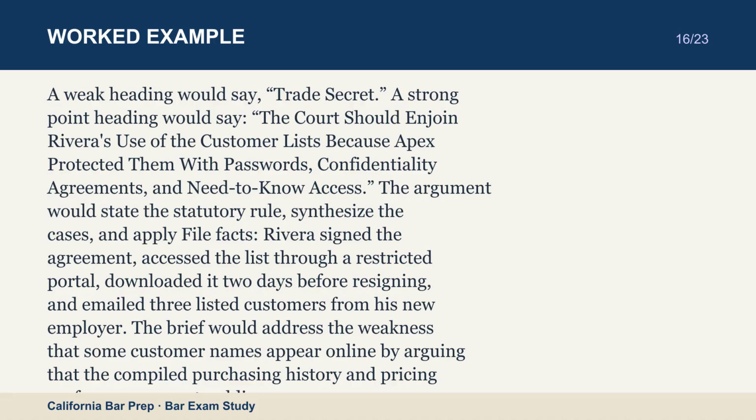The brief would address the weakness that some customer names appear online by arguing that the compiled purchasing history and pricing preferences are not public. The conclusion would ask the court to order return or destruction of the lists and prohibit use. The answer would feel like a motion, not a neutral memo.